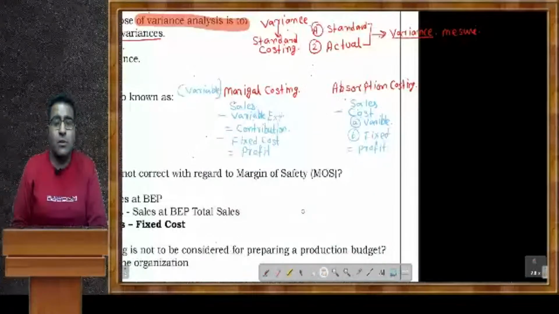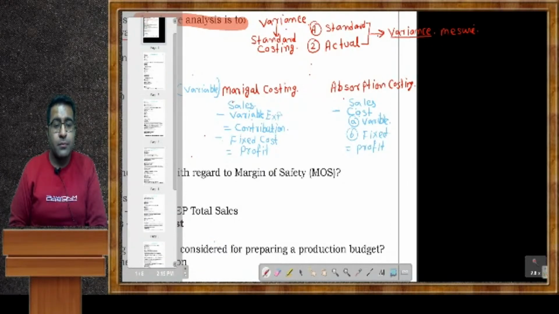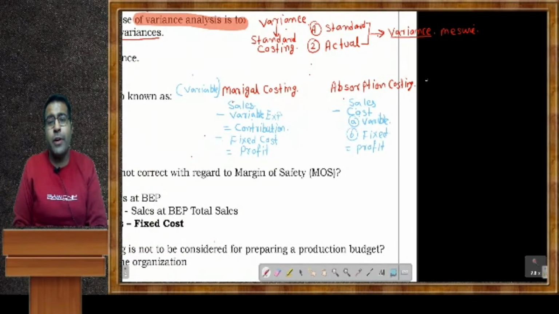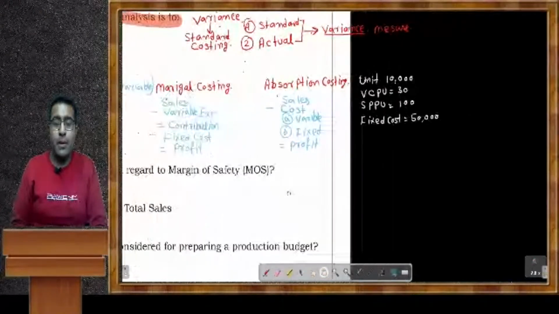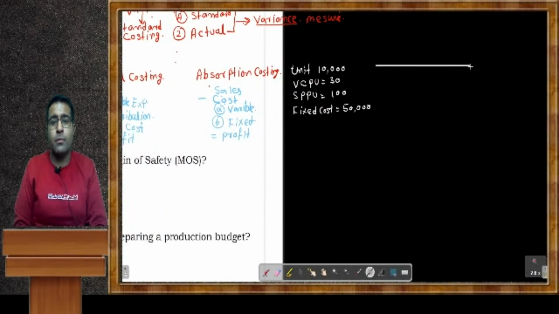For an example, just look at this. Total units produced 10,000, variable cost per unit 30 rupees, selling price per unit 100 rupees, fixed cost 50,000 rupees. Now what is the profit? First of all, we are doing it with the help of the marginal costing method.